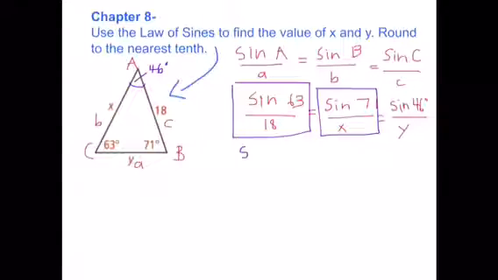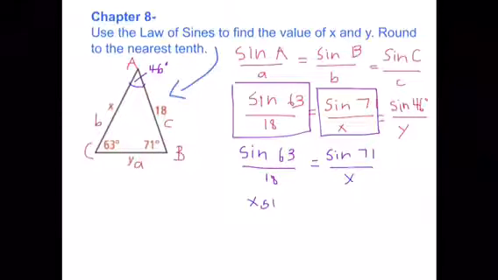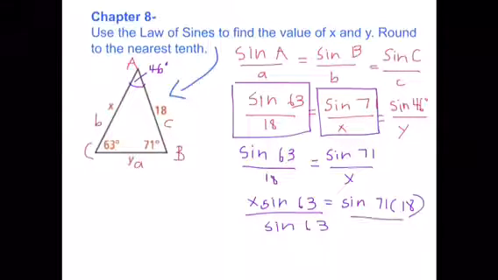I'm going to rewrite the proportion and cross multiply. This gives me x times the sine of 63 equals the sine of 71 times 18. Now I'm going to divide by the sine of 63 to get x by itself. X comes out to 19.1 units.